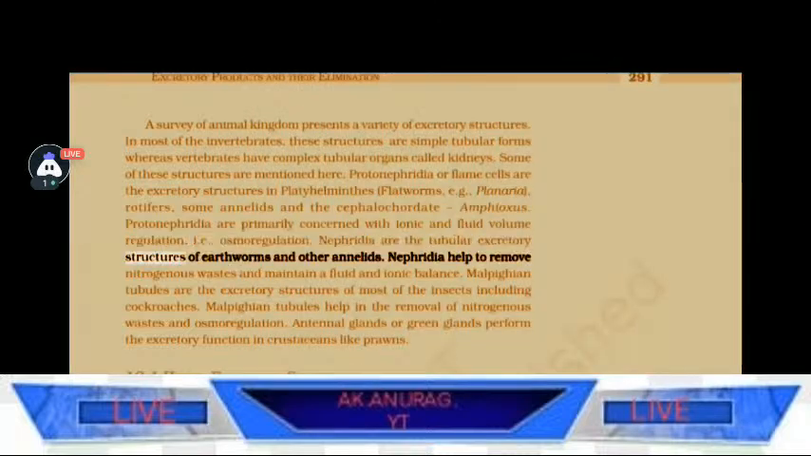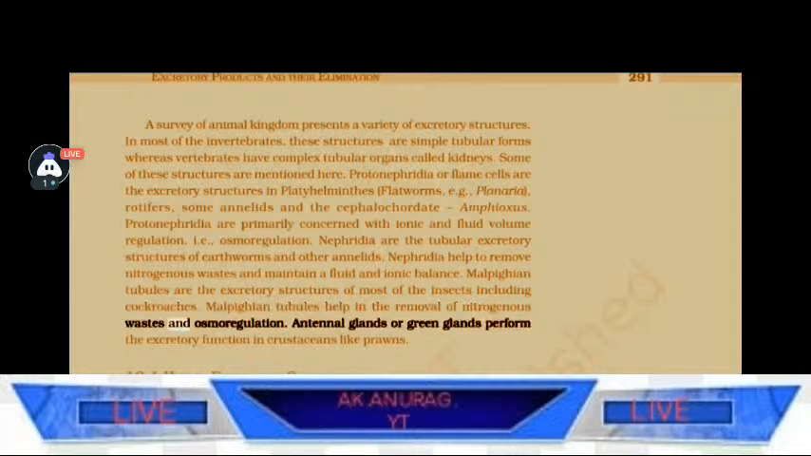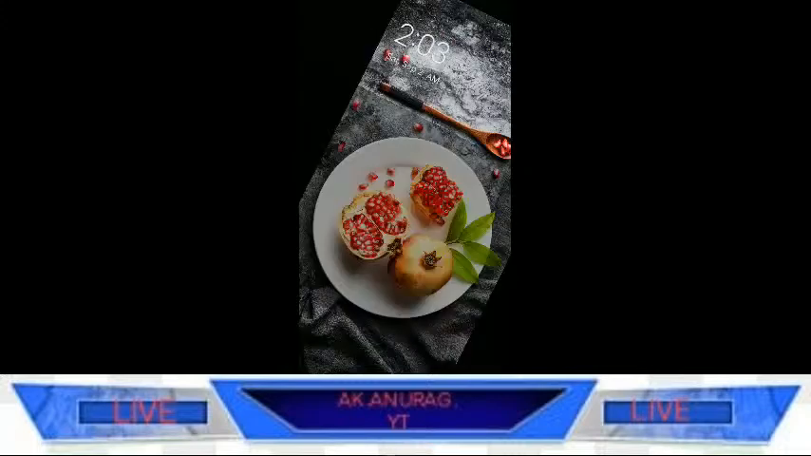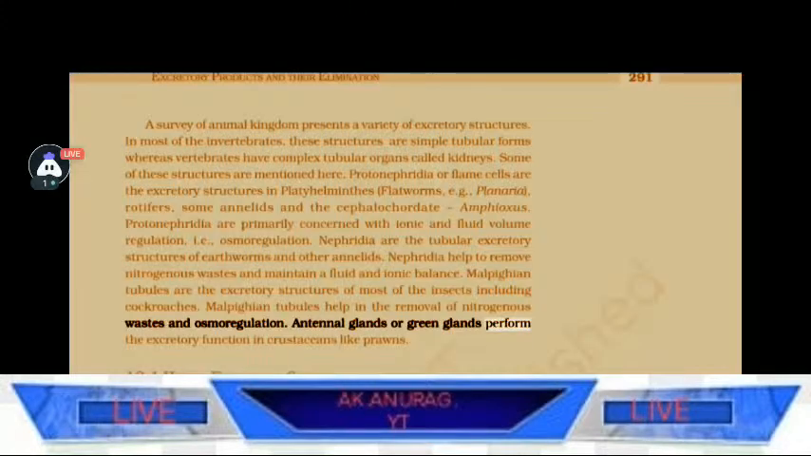Nephridia are the excretory structures of earthworms and other annelids, and help to remove nitrogenous waste. Malpighian tubules are the excretory structures of most of the insects including cockroaches. In the removal of nitrogenous wastes and osmoregulation, antennal glands or green glands perform the excretory function in crustaceans like prawns.